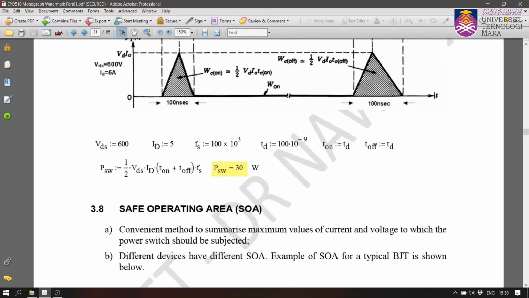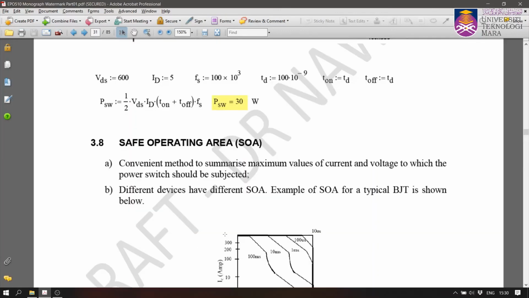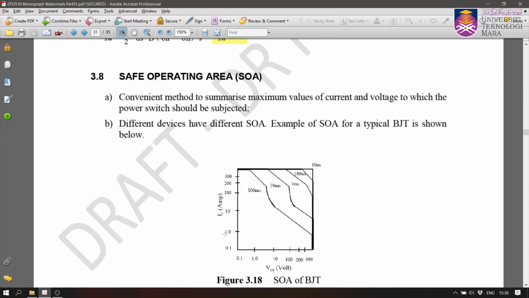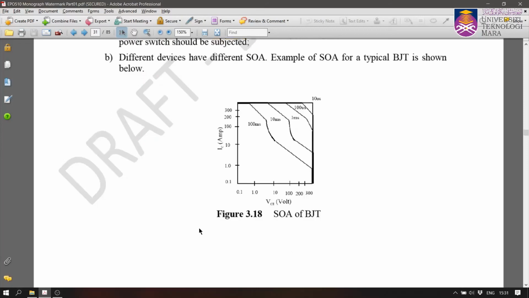Okay, right. Now next we have the safe operating area. It is a convenient method to summarize the maximum values of current. Different devices have different SOA, safe operating area. Of course each device has its own current and voltage capability, but it doesn't mean that the voltage can work at that particular rating while you're having the same current. Sometimes it's misleading. The device specification, the design spec, doesn't reflect the true performance, the capability of the voltage and current.